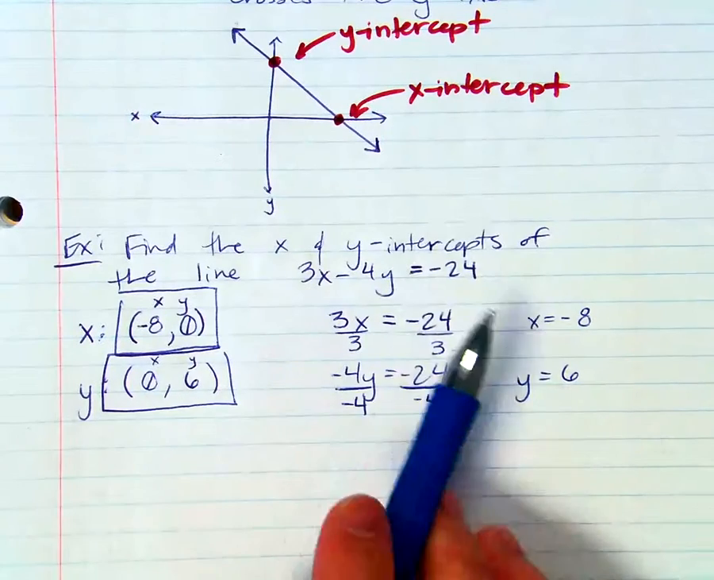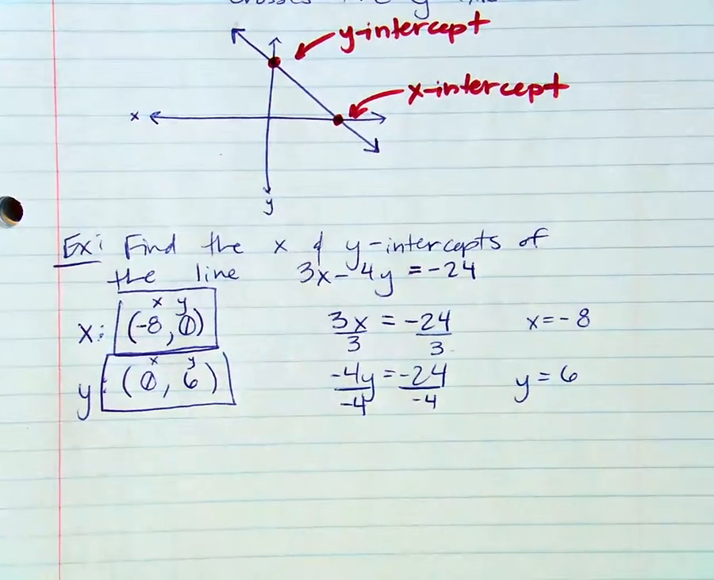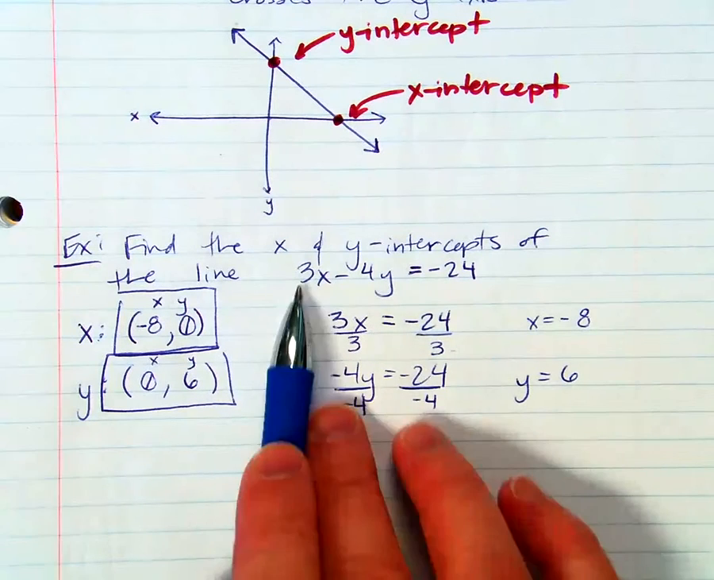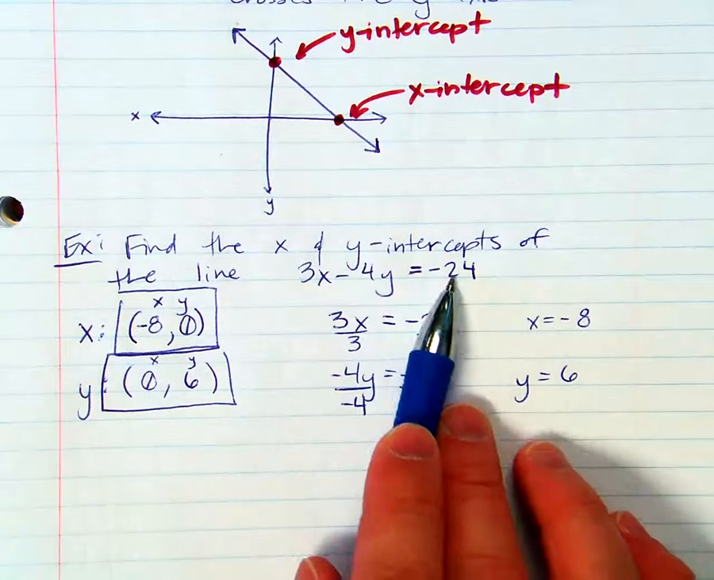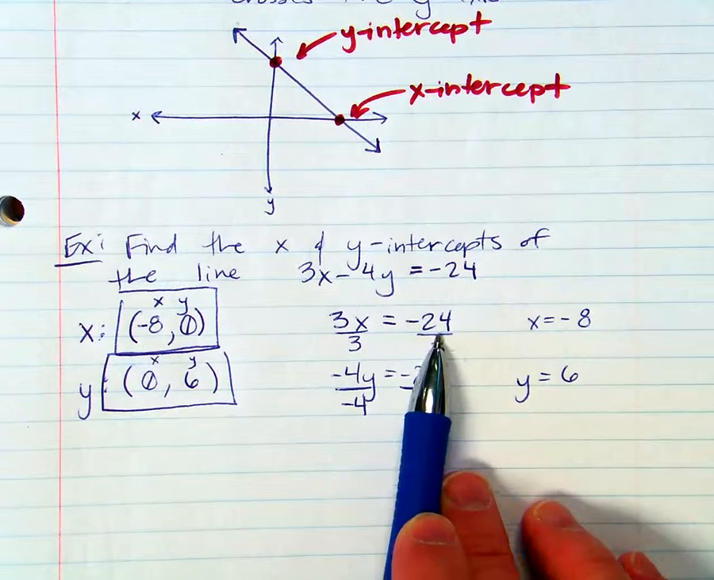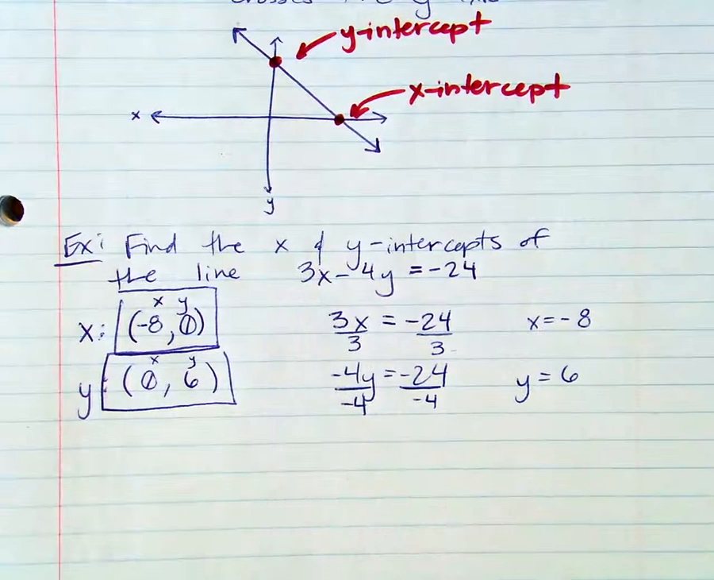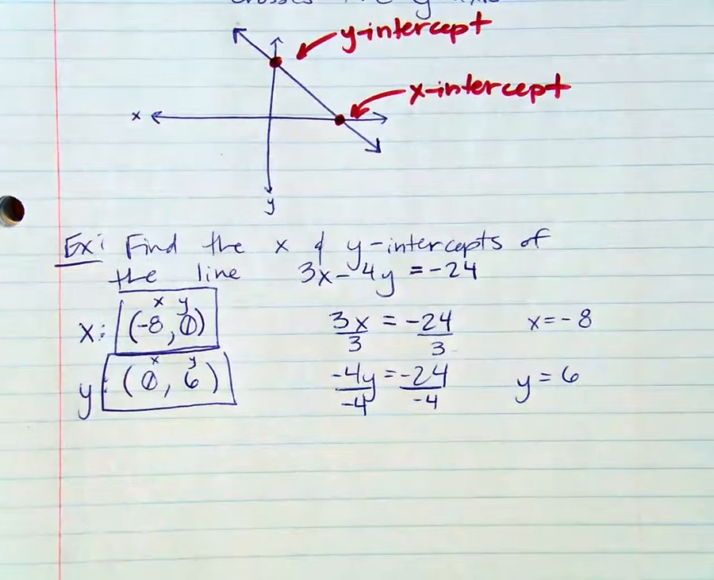I found both the things they asked me to do, x-intercept, y-intercept. All you're doing is you're taking the original equation that was there. If I want the x-intercept, I pretend y isn't there and solve it. If I want the y-intercept, I pretend x isn't there, and I solve it. And that gives me the pieces of information I'm looking for.